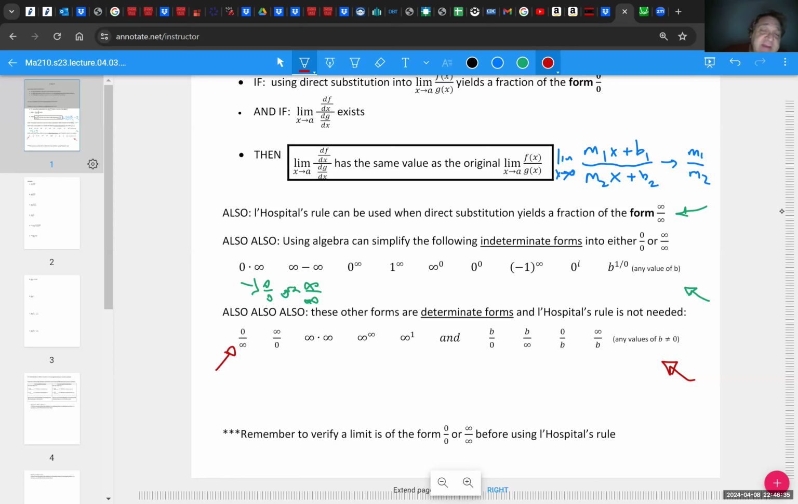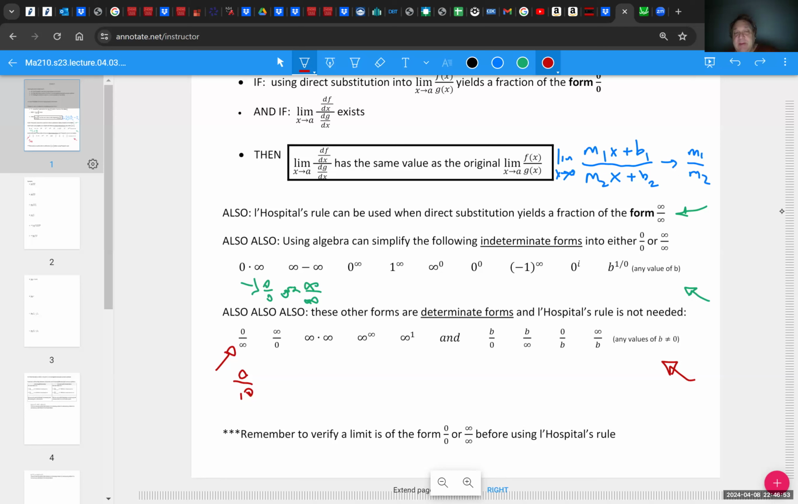You can think about the fact that 0 over any number, like 0 over 10 or 0 over 1,000, 0 over any number is going to equal 0. So the fact that the top part is 0 tells you that the result should be 0.